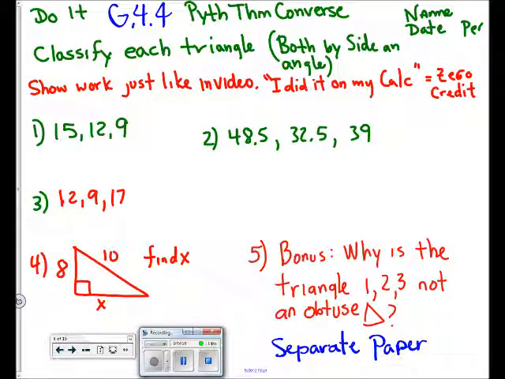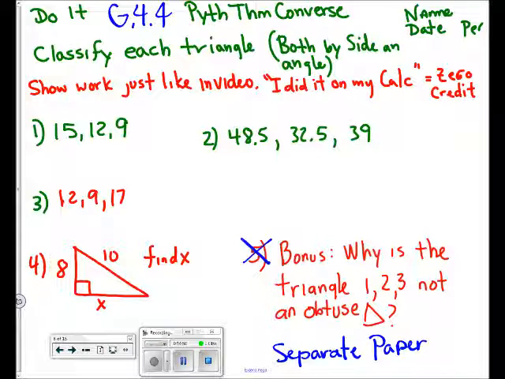Here are your 5 do-it problems. Actually, number 5 is a bonus, okay? So you're going to do that on a separate piece of paper and turn that in if you choose to do that. All right, classify each triangle. Remember, we need to make sure we classify them by the side and the angle, so just pull from that list we had at the very beginning. Make sure that for 1, 2, 3, and 4 as well, your work is clear and neat and understandable. So I should see the Pythagorean theorem converse unfolding with a question mark over the equal sign and so on.